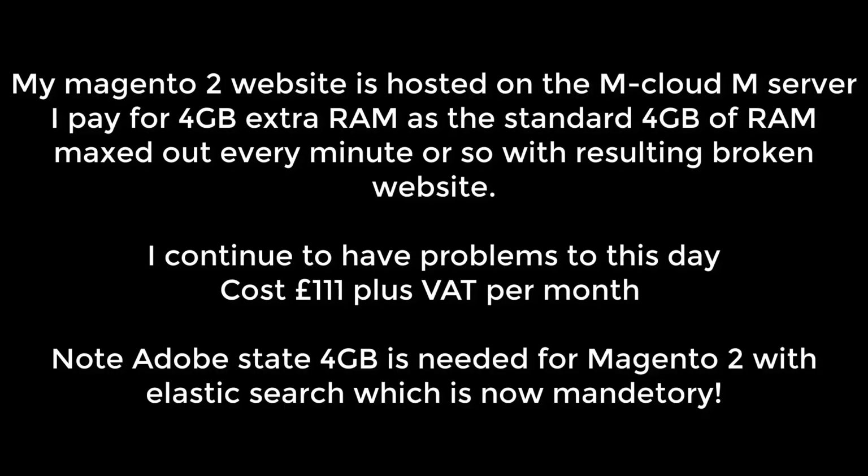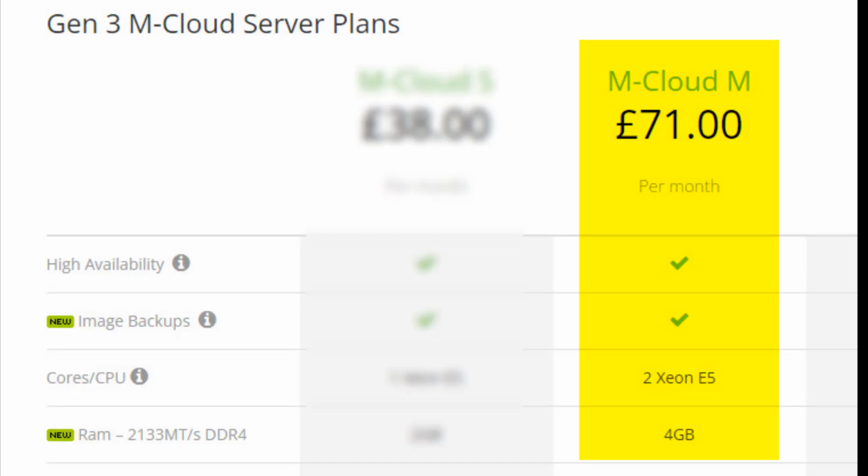My Magento 2 website is hosted on the mCloud M server. I pay for 4GB extra RAM, as a standard 4GB of RAM maxed out every minute or so, with a resultant broken website. I continue to have problems to this day. The cost is £111 plus VAT per month. Note, Adobe state 4GB is needed for Magento 2 with Elasticsearch, which is now mandatory. This is the plan I'm on.